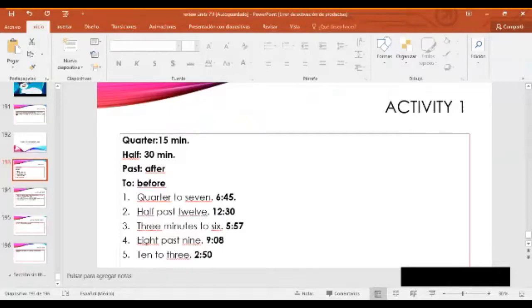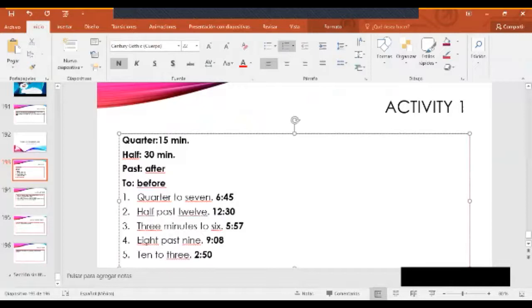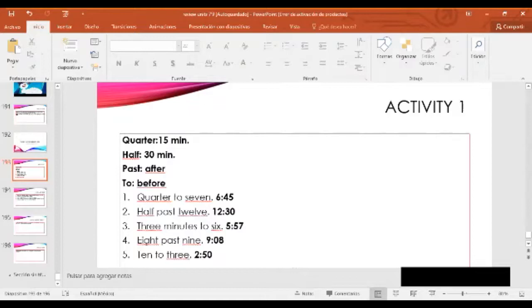Number 1, 6:45. We are going to write the digital form of these sentences. So number 1 says 6:45, which means 6:45. Number 2, 12:30 means 12:30. 3 minutes to 6, which means 5:57. 8:09, which means 9:08. And 10 minutes to 3, which means 2:50.